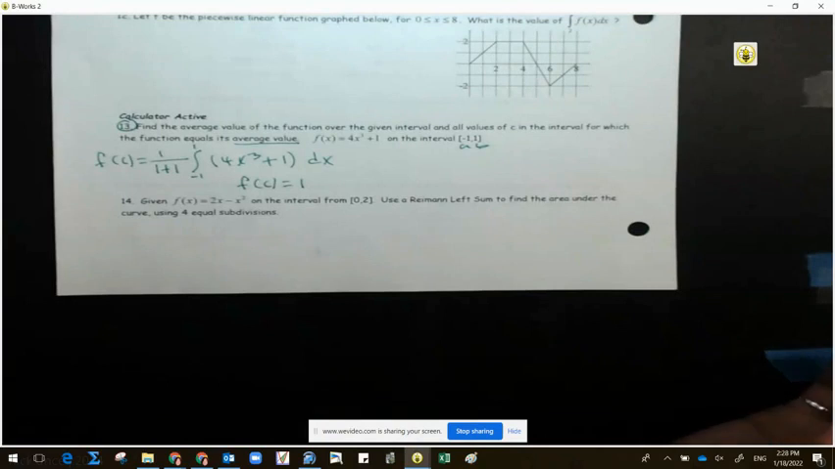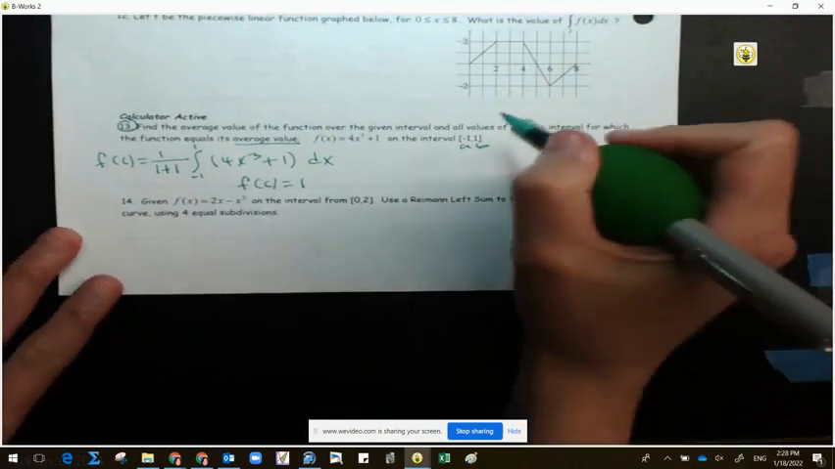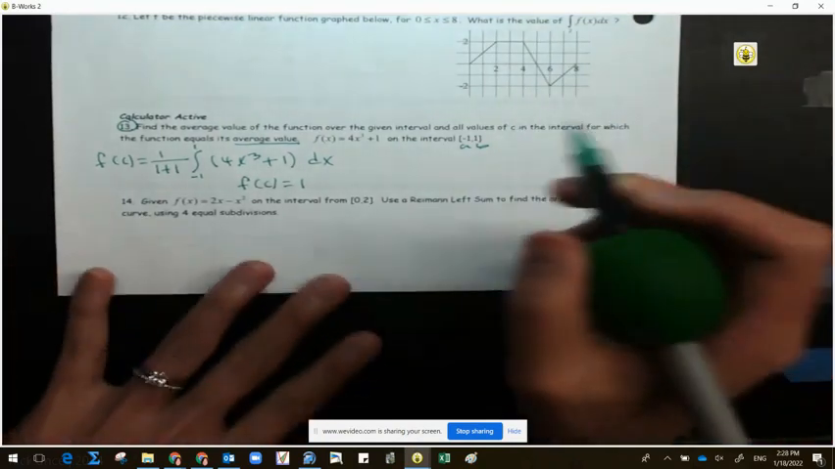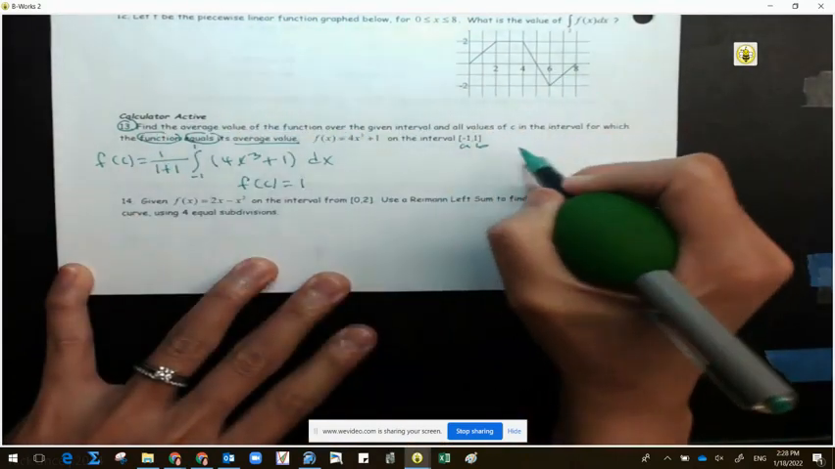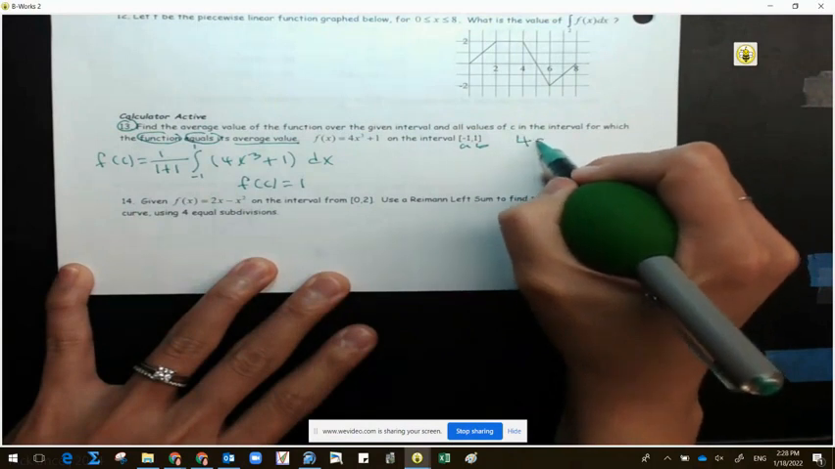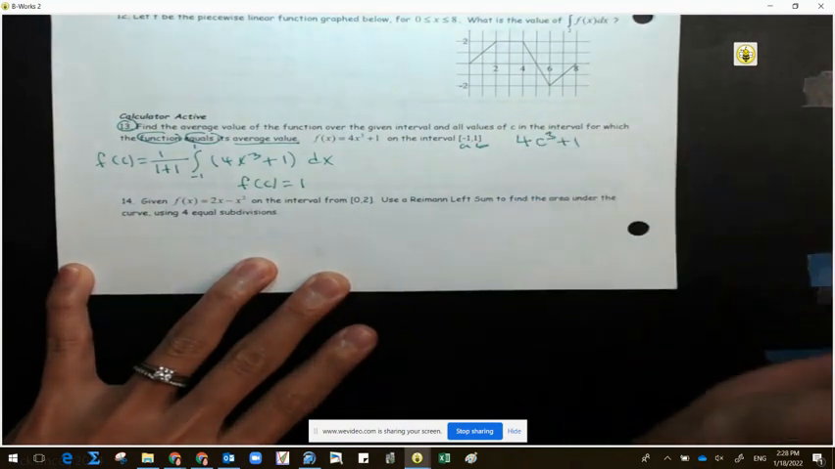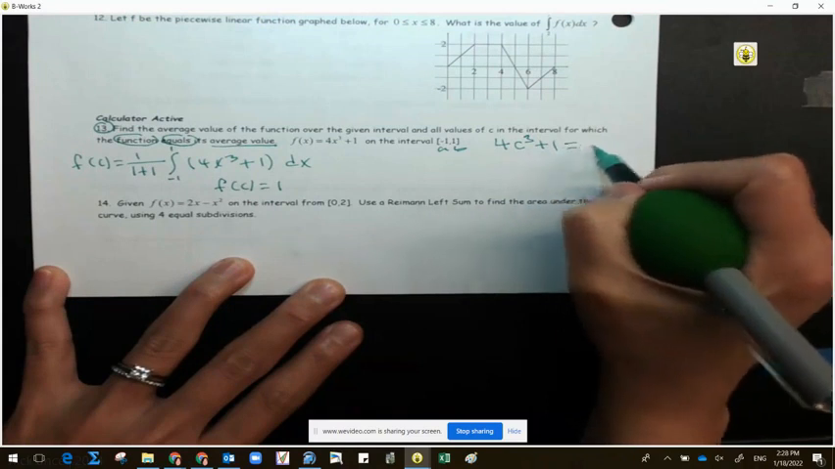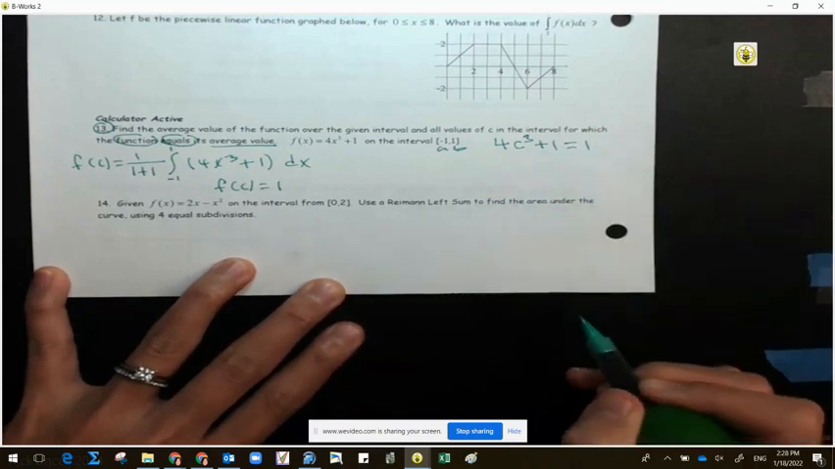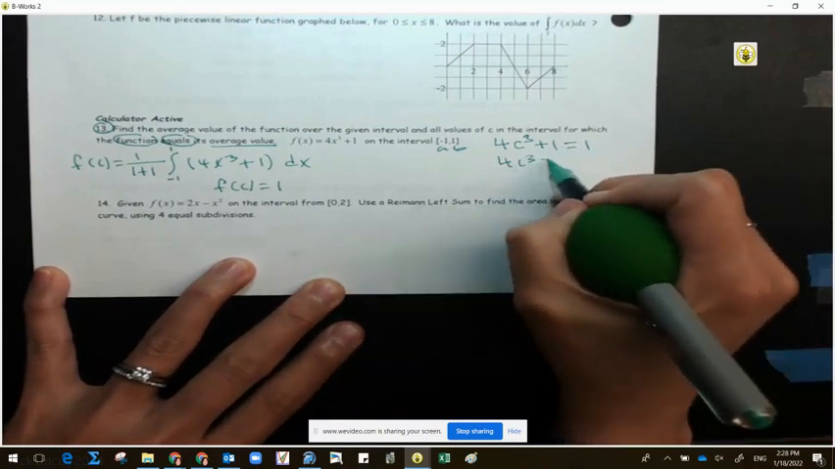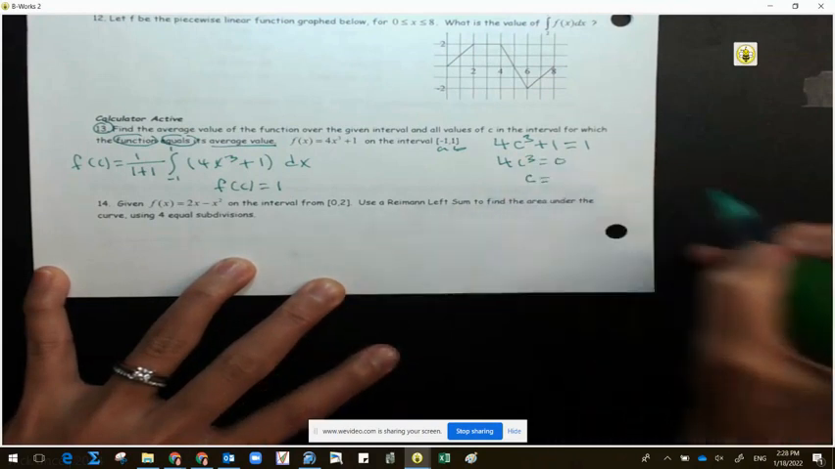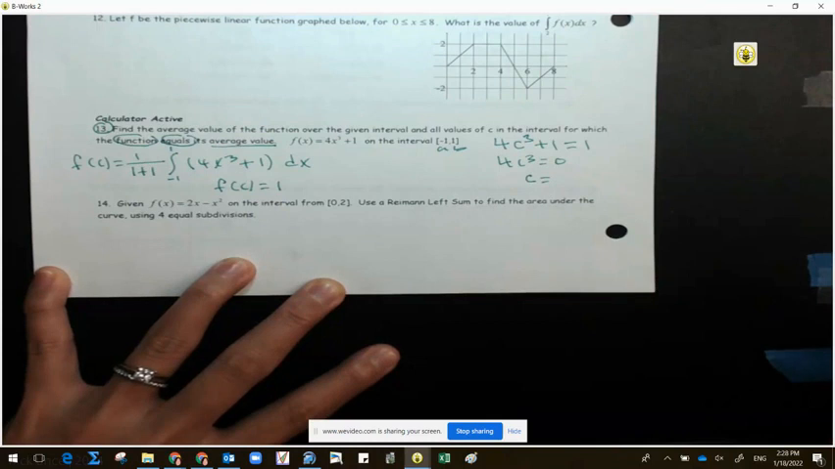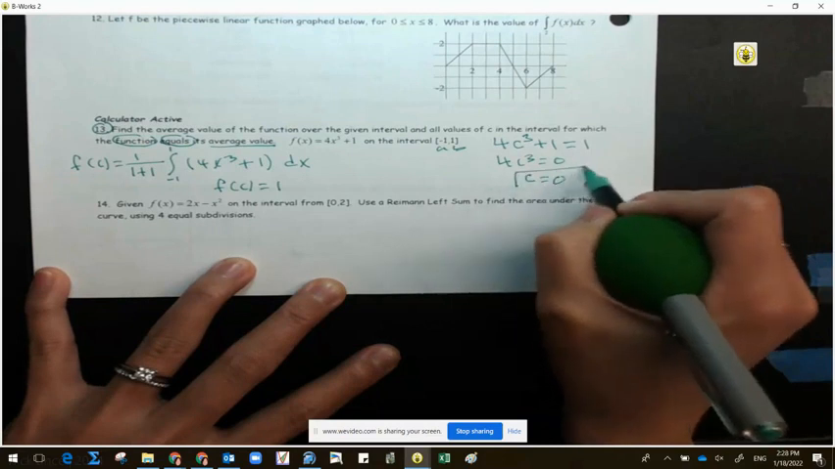And I want to find when the average value is equal to, what was the other? The function. So it says it is equal to the function given. Our function in this case is 4c cubed plus 1. You can leave it as x if you want. Is equal to 1. And I know 4c cubed is equal to 0. And no matter what I do with the 0, what is my c? 0.